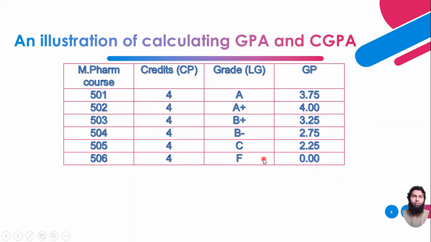Now the formula is we have to multiply the credit point with the grade point. Then we have to sum the products of credit point and grade point. Afterwards, we have to divide the sum by the total credit point. That means the total credit point will be the credit point from 501 to 506.